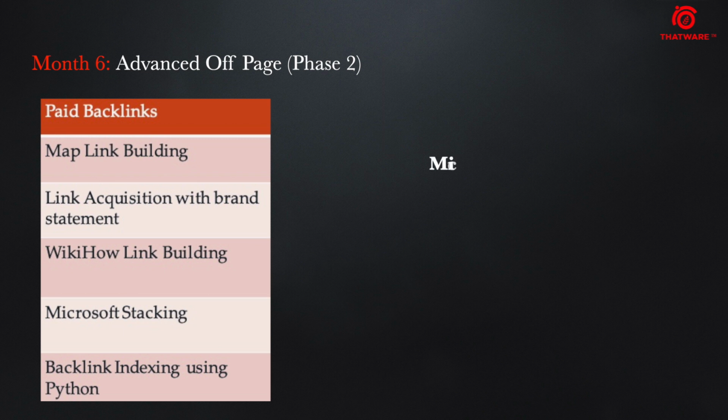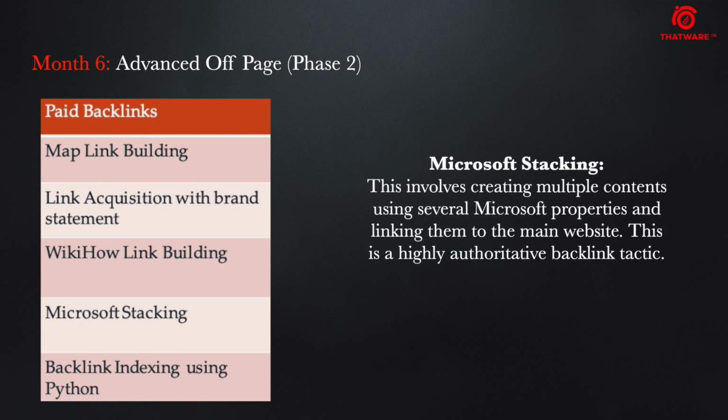Apart from that, Microsoft stacking. Just as Google stacking is used for Google, in Bing you should use Microsoft stacking, in which you can use all the properties of Microsoft, such as Microsoft Edge and Microsoft Skype, and you can use all of them to perform a high-level backlinking solution.